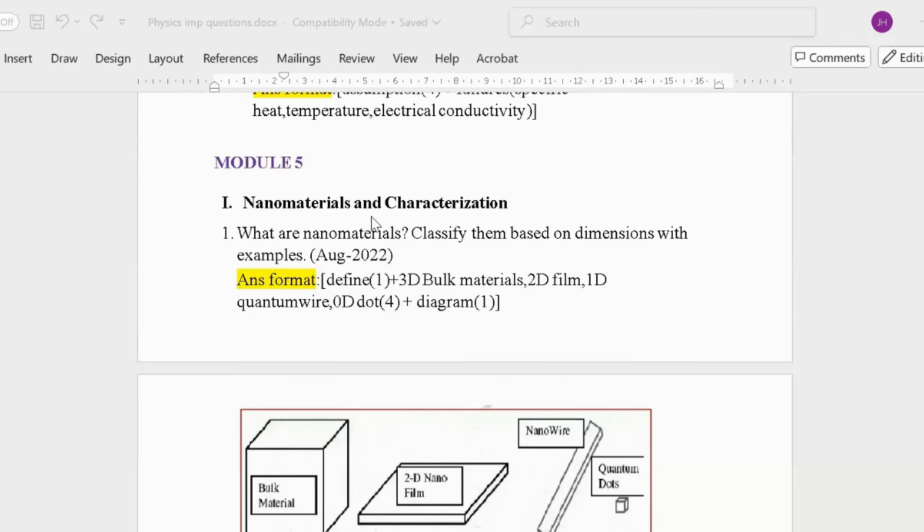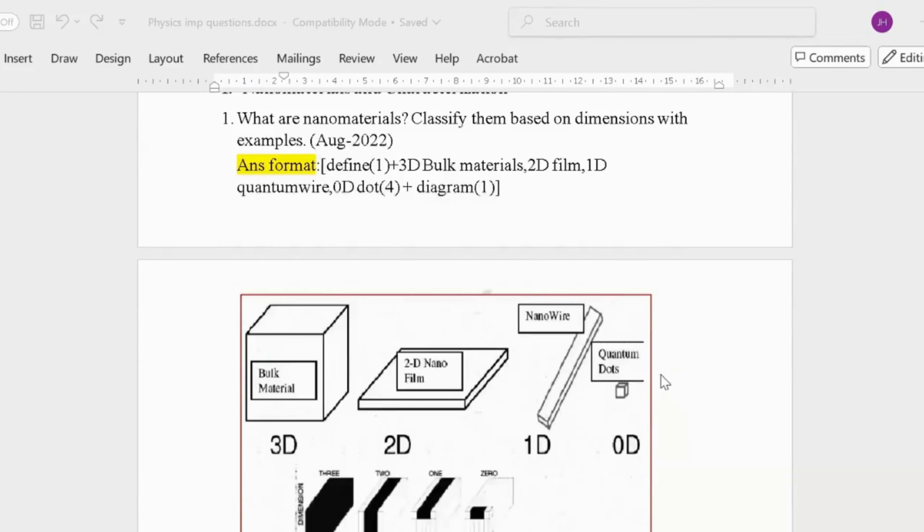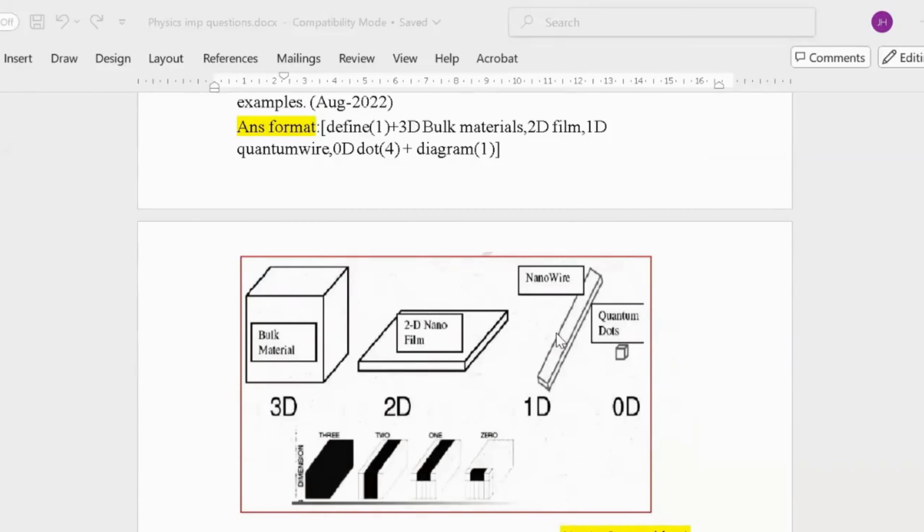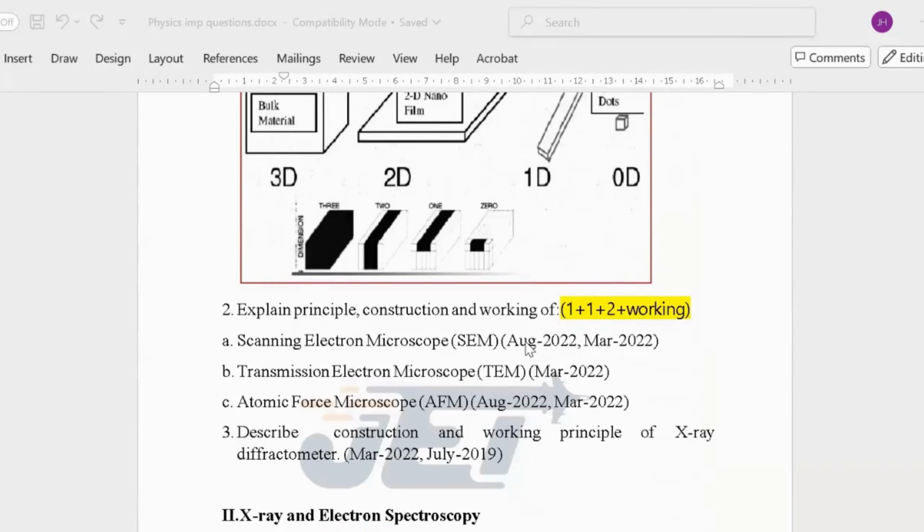Module 5, nanomaterials and characterization. What are nanomaterials? Classify them based on dimensions with example. So the answer format will be first definition, which is for 1 mark, and the classification will be on 3D bulk materials, 2D film, one-dimensional quantum wire, and zero-dimension dot. Okay, this is going to be for around 4 marks. You have to draw diagrams also, mandatory. So this is the diagram you're going to draw, right? And you're going to explain that, right?